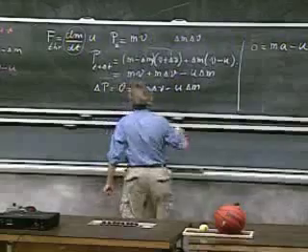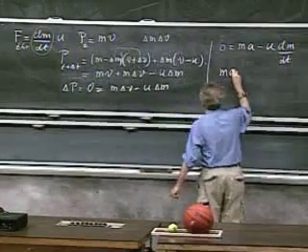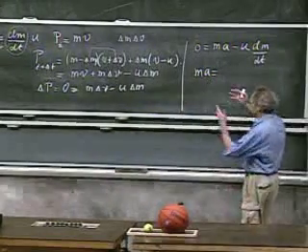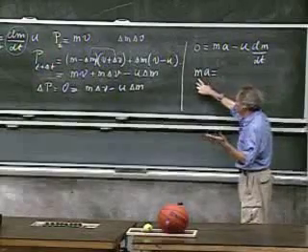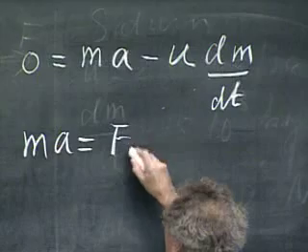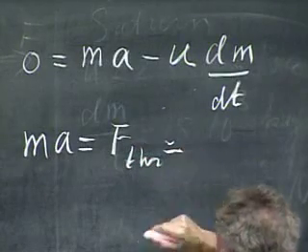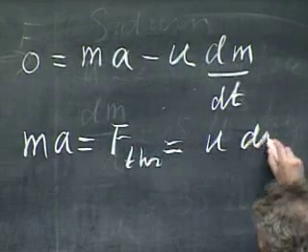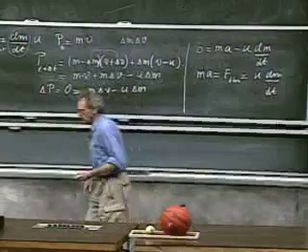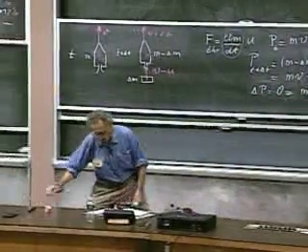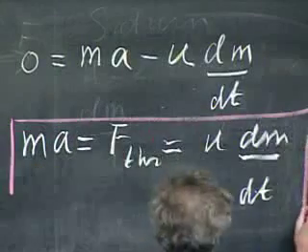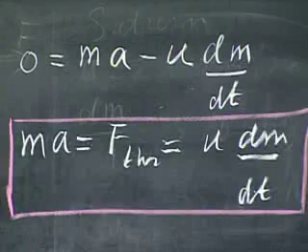on the rocket. So what you see here is something that is very easy to digest: ma, which is the acceleration of the rocket times the mass of the rocket at time t, equals the thrust of the rocket, and that equals u dm/dt. Some people call this the rocket equation. Now this is true if there is no external force on the system.